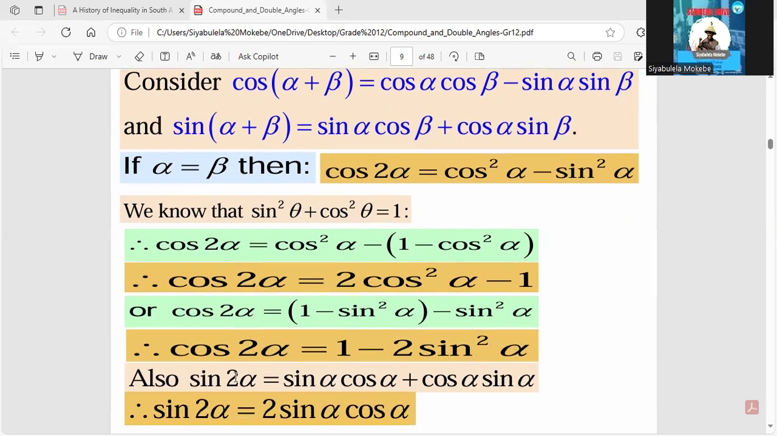Also, sin 2 alpha is equal to sin alpha cos alpha plus cos alpha sin alpha. And then if you add these two things because they're the same, we get 2 sin alpha cos alpha. So these are your double angles. Right. So we have cos 2 alpha is cos squared alpha minus sin squared alpha, 2 cos squared alpha minus 1, 1 minus 2 sin squared alpha. And then for sine, we have 2 sin alpha cos alpha.